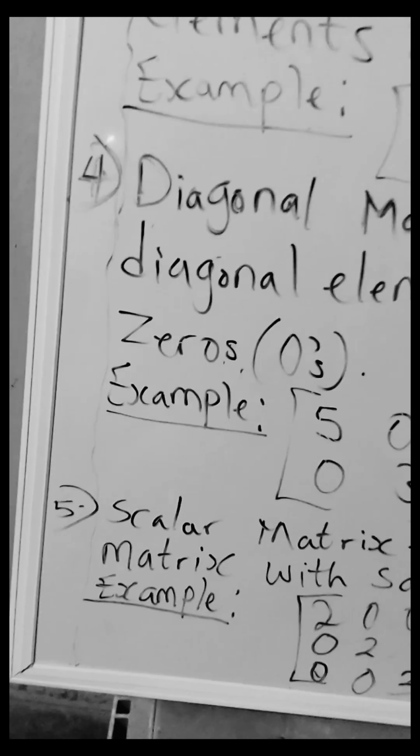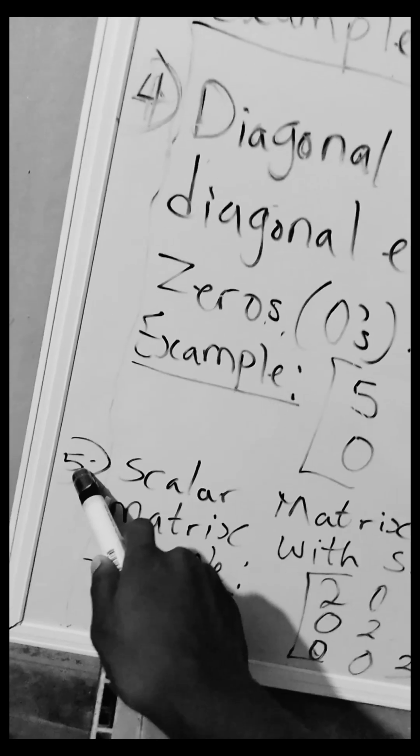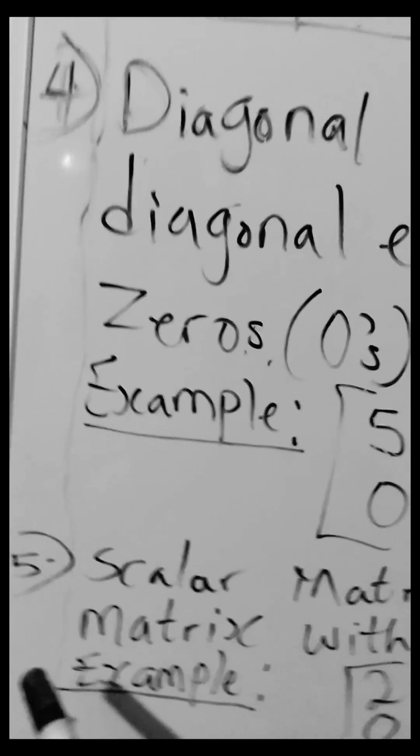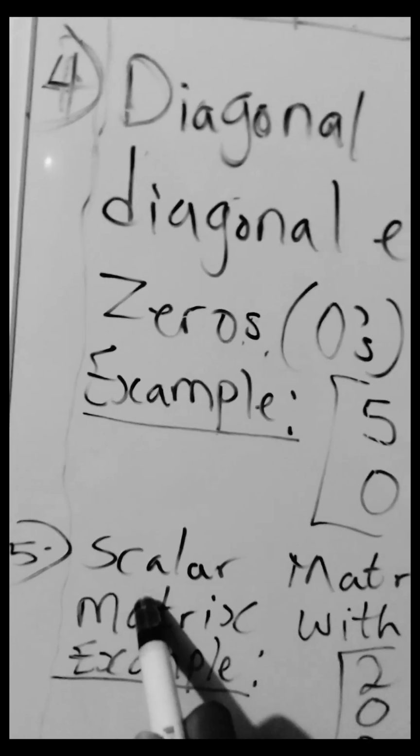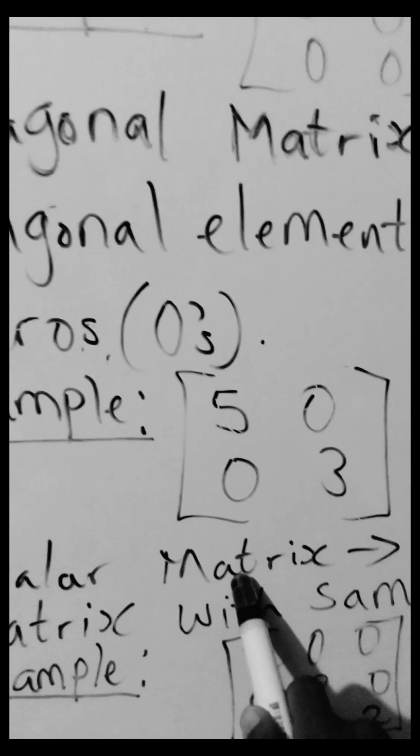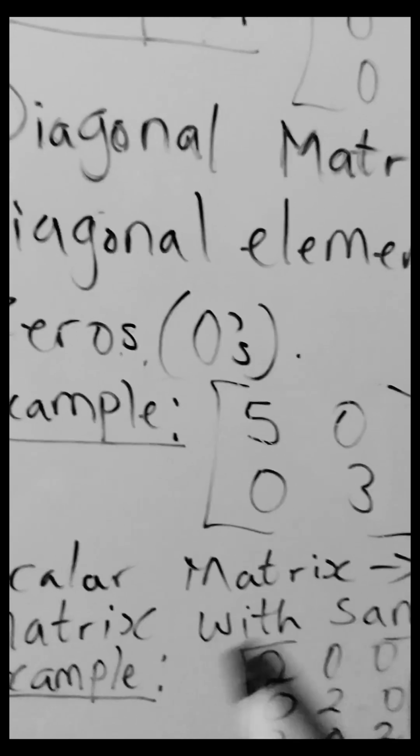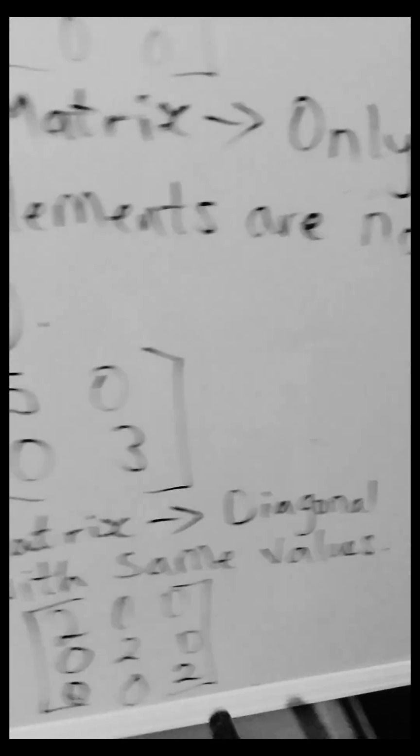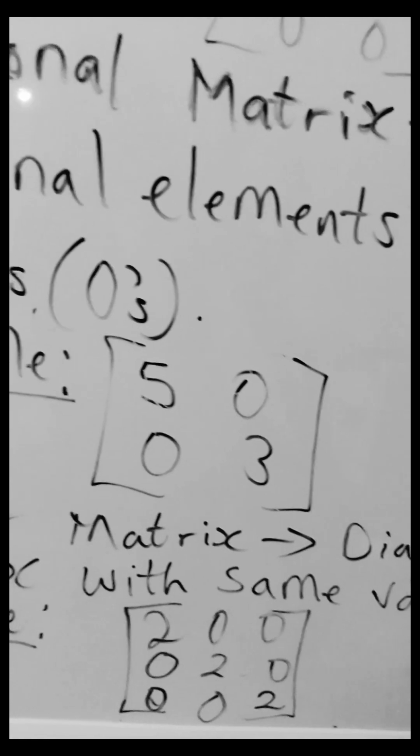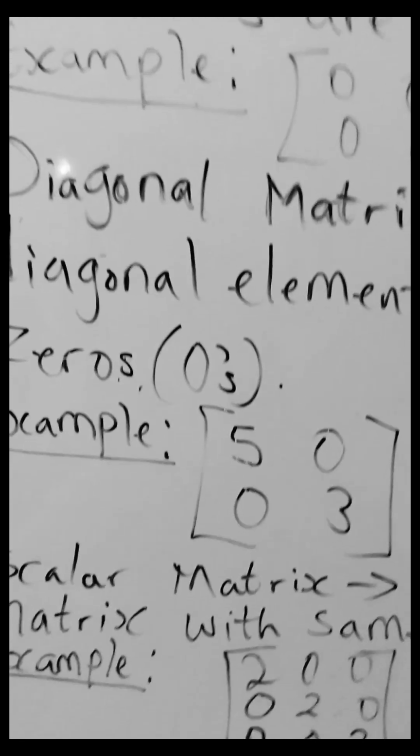Now let's go to the fifth kind of matrix that we have here. The fifth kind of matrix that we have is the scalar matrix. Now what is a scalar matrix? A scalar matrix combines a diagonal matrix, and then there's a little change. What is the little change?